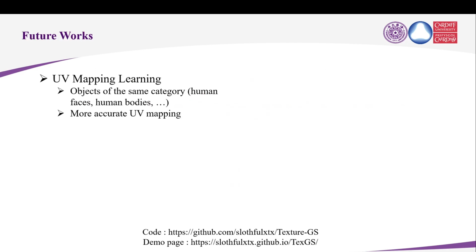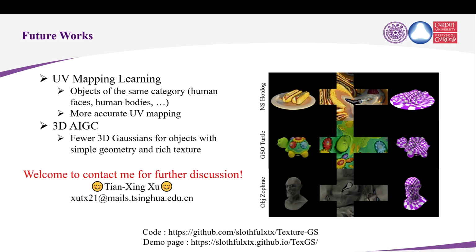For future work, besides addressing these limitations, how to combine our method with existing AIGC approaches is also one of the future improvements. Because most generated 3D assets have simple geometry and rich texture, the disentangled representation can effectively reduce the number of 3D Gaussians for AIGC.